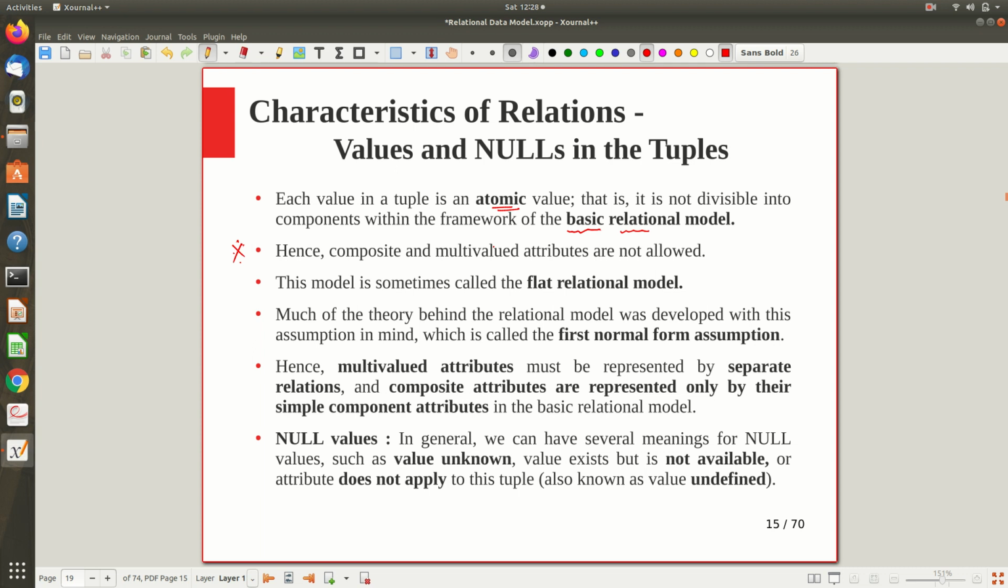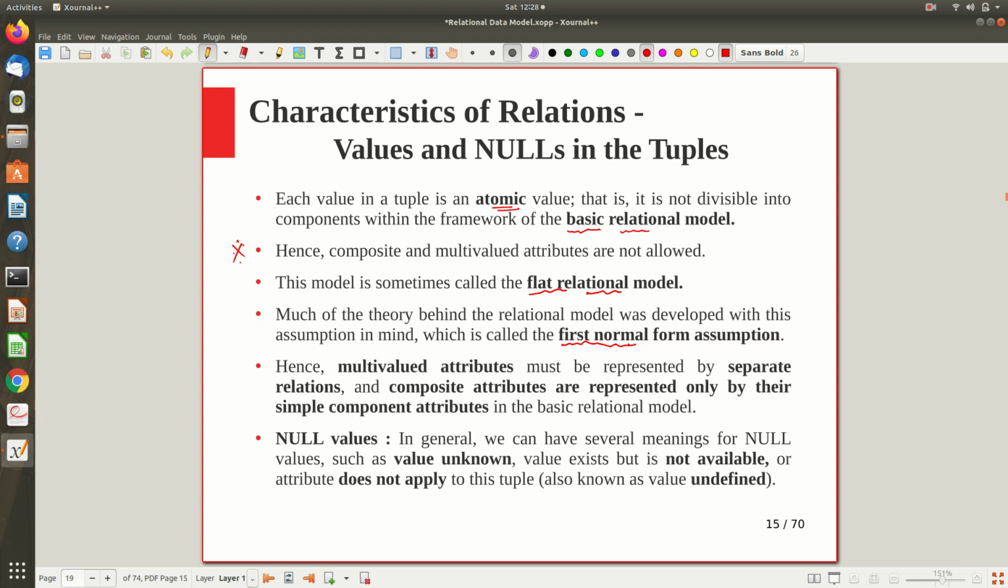This model is sometimes called the flat relational model or the basic relational model. They are not going to allow these two things, and much of the theory behind the relational model was developed with this assumption in mind. For example, normalization, which we will see later. There are different ways of standardizing the relational model, like first normal form, second normal form, etc., where first normal form has this default assumption. From that point they are thinking of other things. So if I say that a relation is in first normal form, definitely it should not contain any composite or multi-valued attribute.